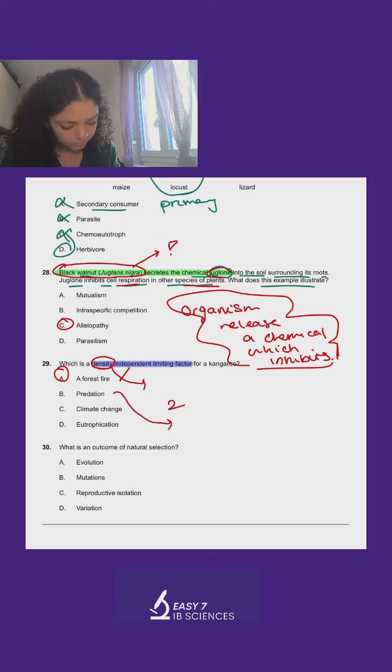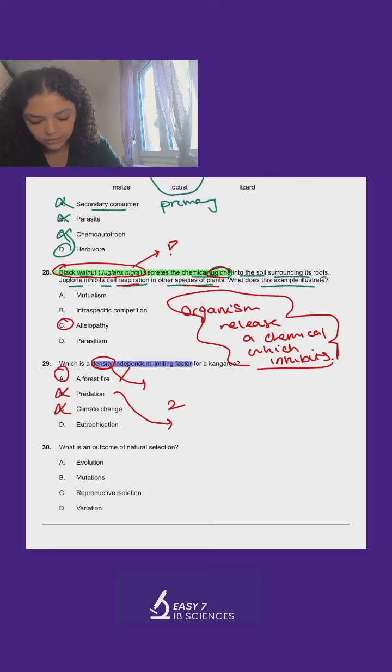Predation depends on the population. If there's a high population, there's going to be a high predator-prey relationship: more predators, less prey, and so on. Climate change does affect population, because think about it as humans: an increase in population causes an increase in climate change, so there's a relationship between those two. That's why it can be climate change. And eutrophication. Can anyone tell me the definition of eutrophication? It's the excess, sorry, not excessive.